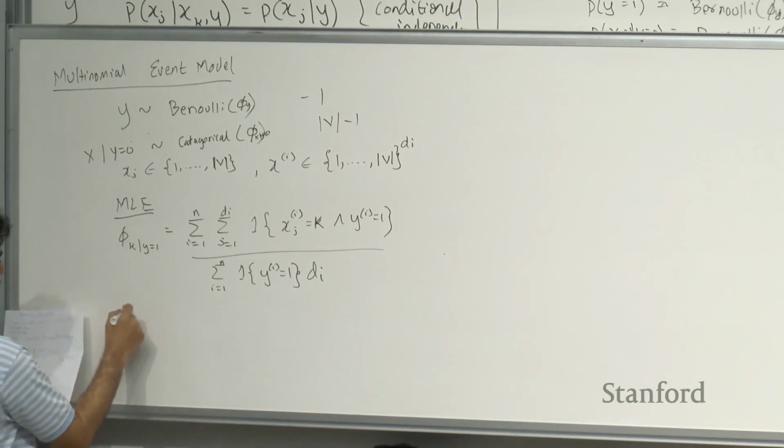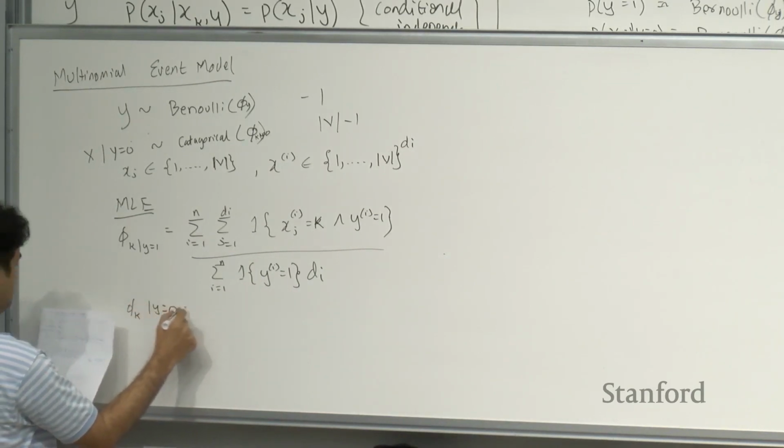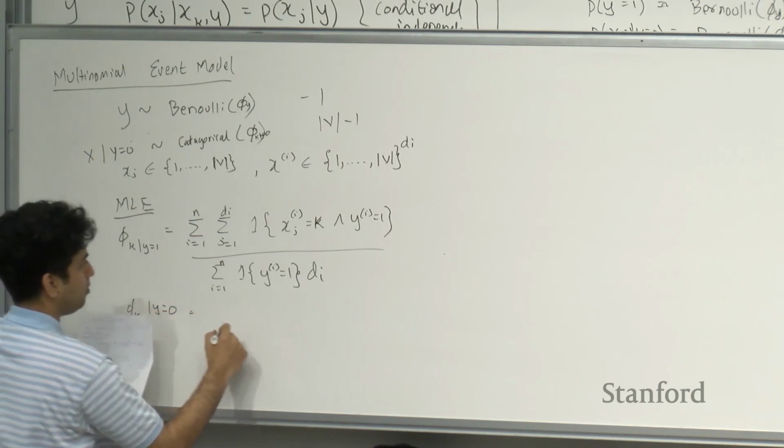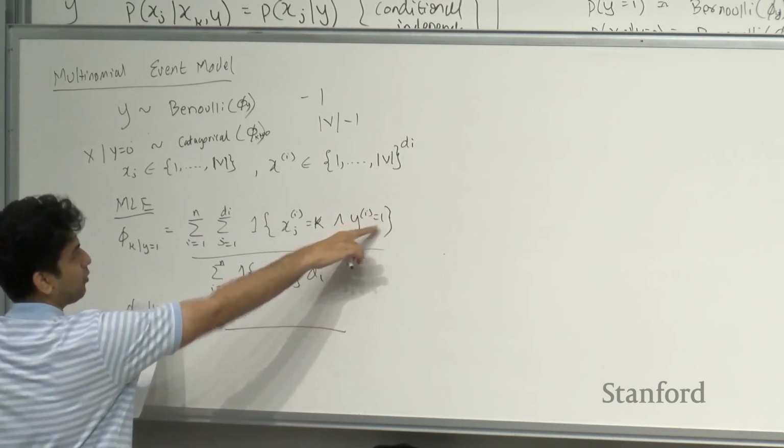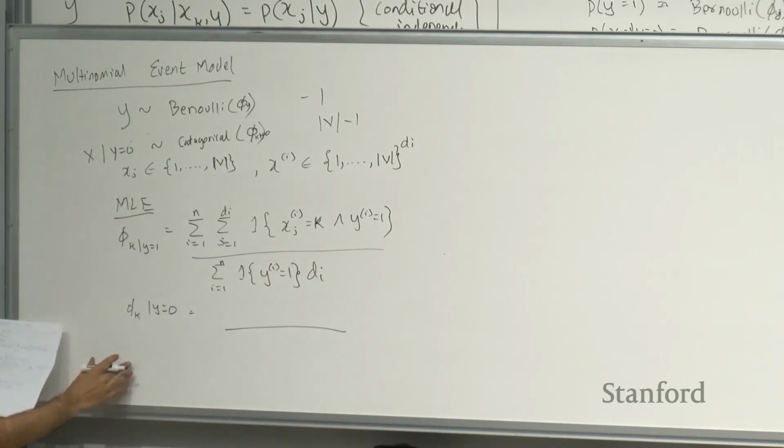And similarly, phi of k given y equals 0 equals basically the same thing, just replace y equals 1 by y equals 0. Right? And you can also have a Laplace smoothed version of this.